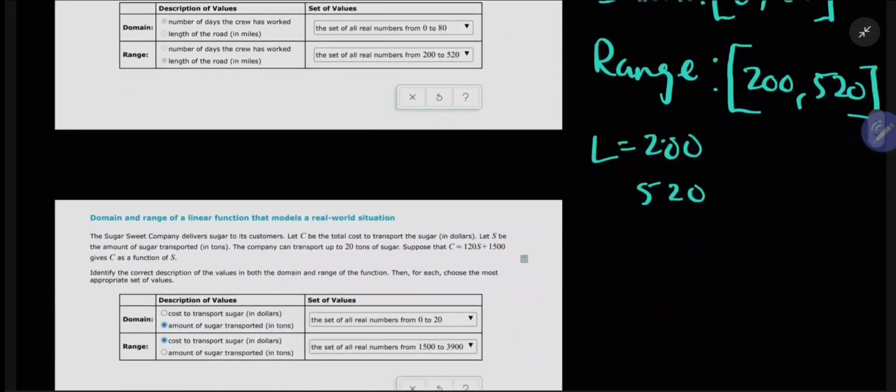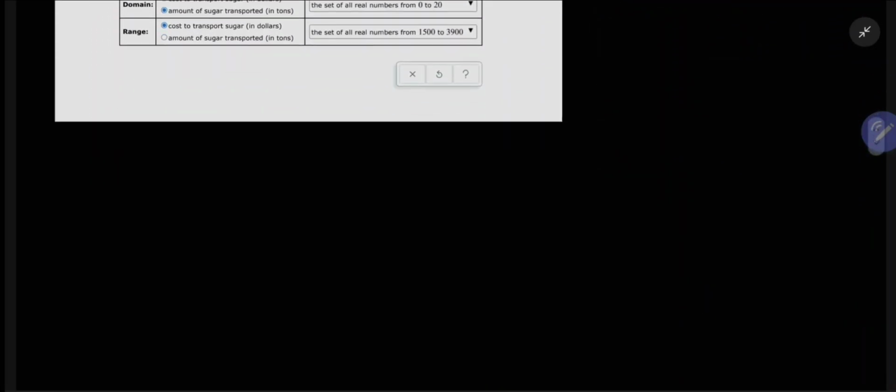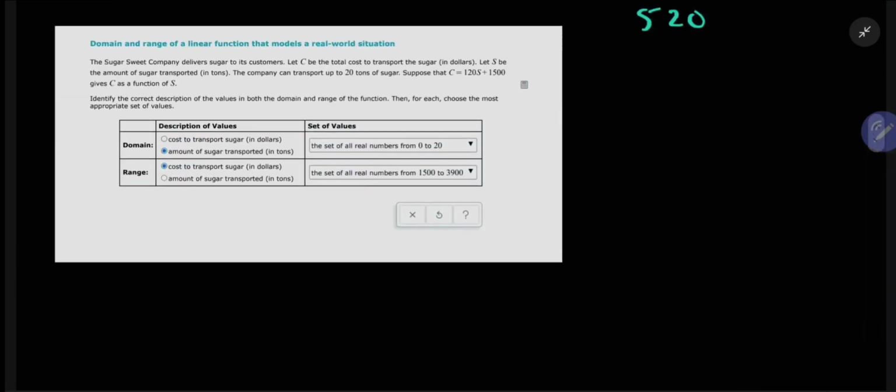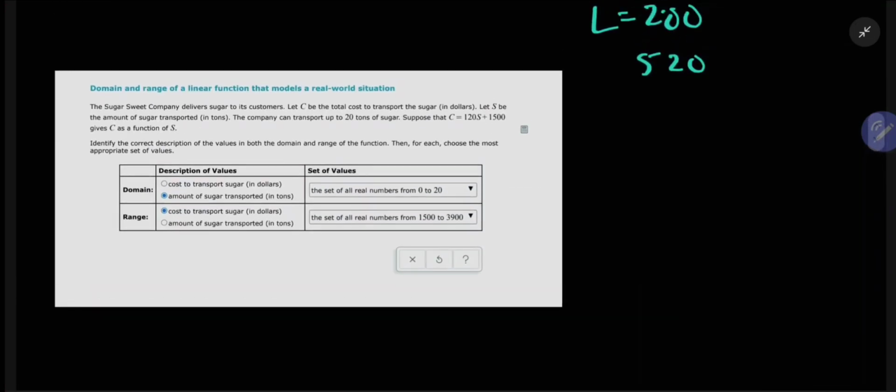So let's look at the second question. A sugar sweet company delivers sugar to its customers. Let C be the total cost to transport the sugars in dollars. Let S be the amount of sugars transported in tons. The company can transport up to 20 tons of sugar. Suppose that C equals 120S plus 1,500.